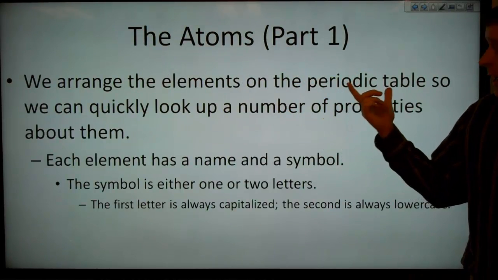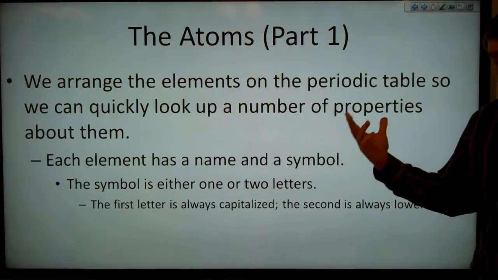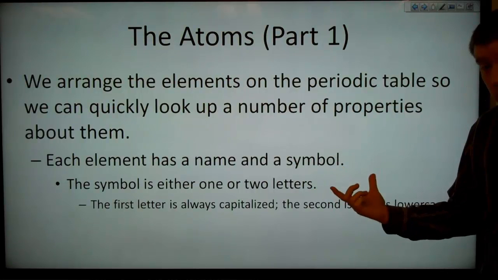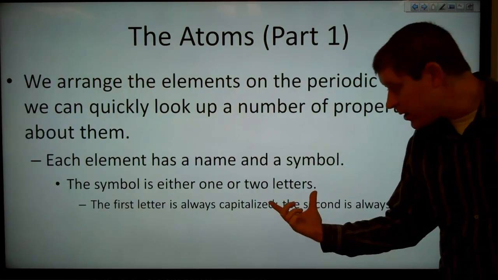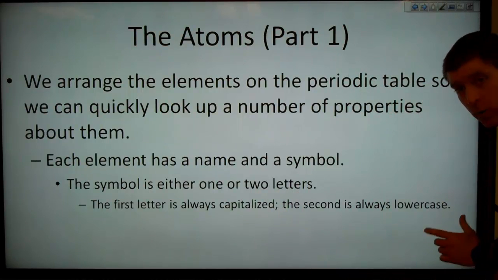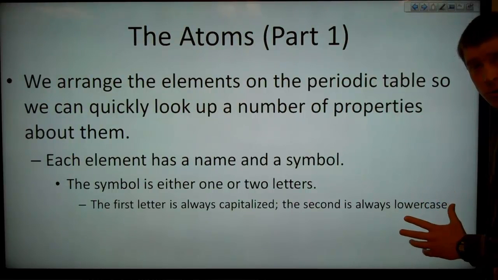We arrange the elements on the periodic table so that we can quickly look up a number of properties about the elements. Each element has a name and a symbol. The symbol is either one or two letters. The first letter is always capitalized. The second letter is always lowercase, which means that you need to be really careful when you're writing element symbols.